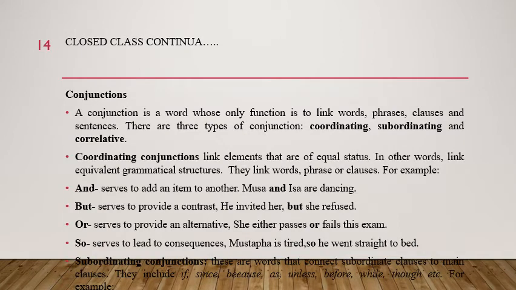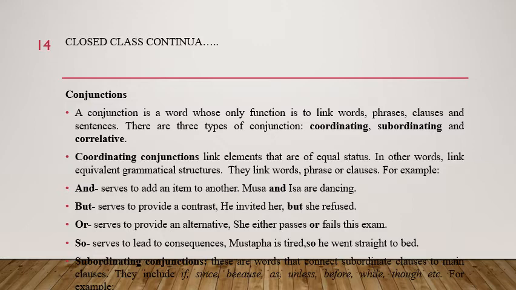Conjunction is a word whose function is to link two or more words, phrases, clauses, and sentences. There are three types of conjunction, which are coordinating conjunction, subordinating conjunction, as well as correlative. Coordinating conjunctions link elements that are of equal rank, equal status in a sentence. In other words, they link equivalent grammatical structures. They link words, phrases, or clauses.